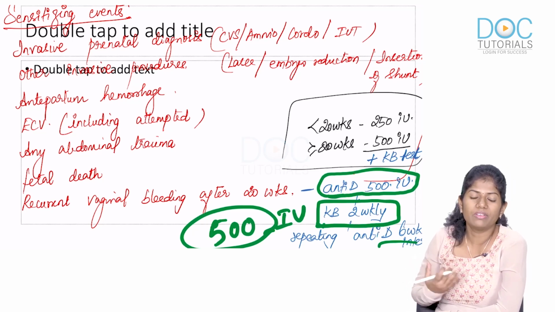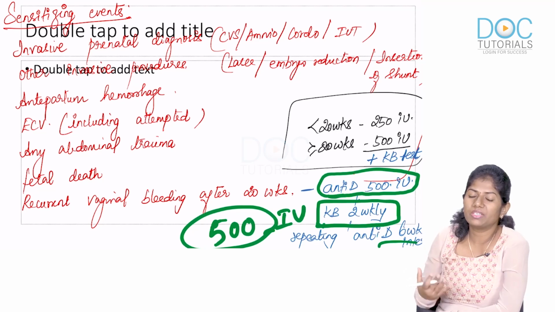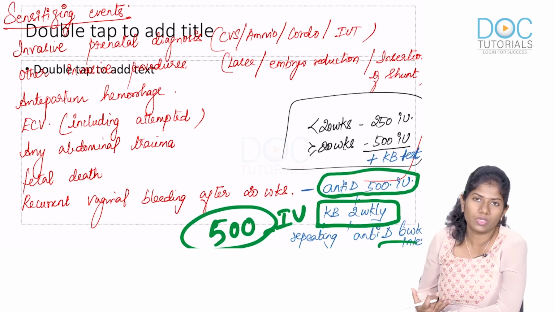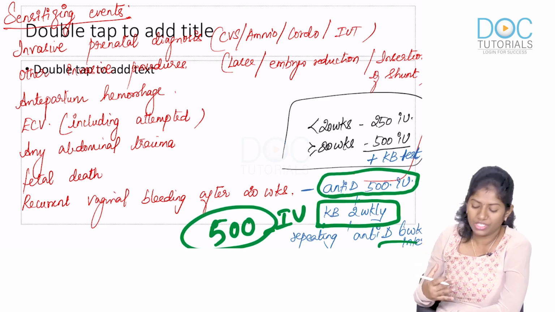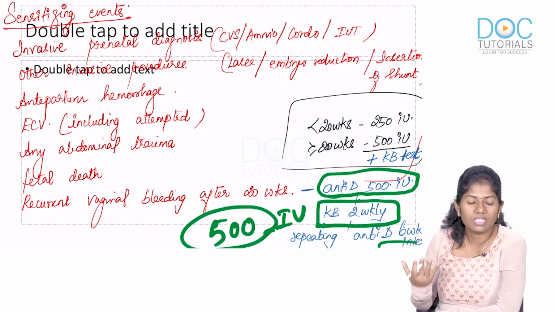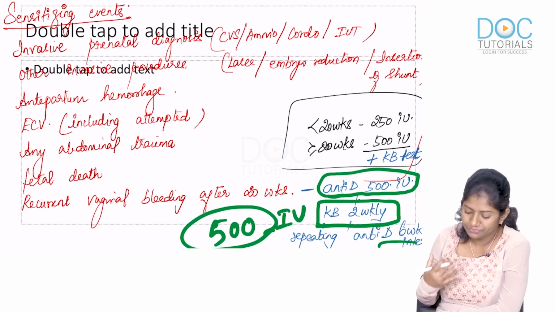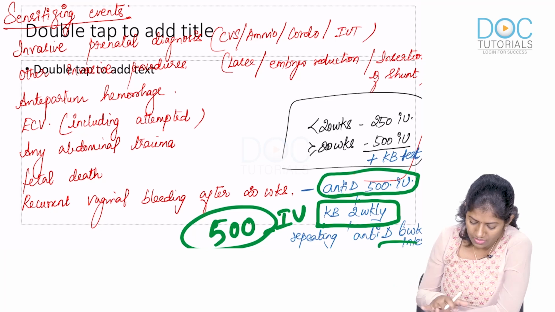And in case you find fetal red cells in spite of giving 500 international units 6 weekly, it means that the dose is inadequate, and this becomes an indication for another 500 international units of anti-D injection. Okay, so this is about sensitizing events.